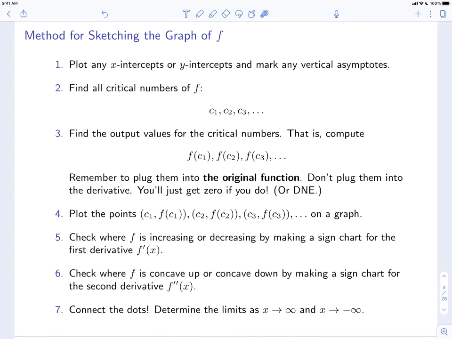But we start with 1. Plot any x-intercepts or y-intercepts and mark any vertical asymptotes. This is usually the easiest part.